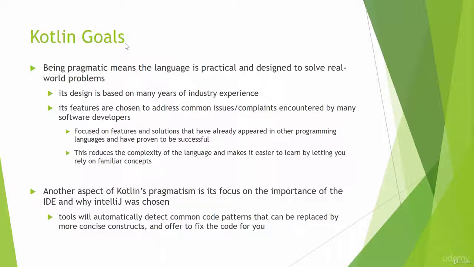Another aspect of Kotlin's pragmatism is its focus on the IDE and why IntelliJ was chosen. The tools will automatically detect common code problems, patterns that can be replaced by more concise constructs, and offer to fix the code for you. So with the IntelliSense that's built into IntelliJ and all of the common errors, it does a lot for you. Just like when you use Android Studio and you have a red circle around an error, you can right-click on it and it will say, import this package, fix this problem, create an anonymous inner class, for example, for Java. For Kotlin, it will do the same things.